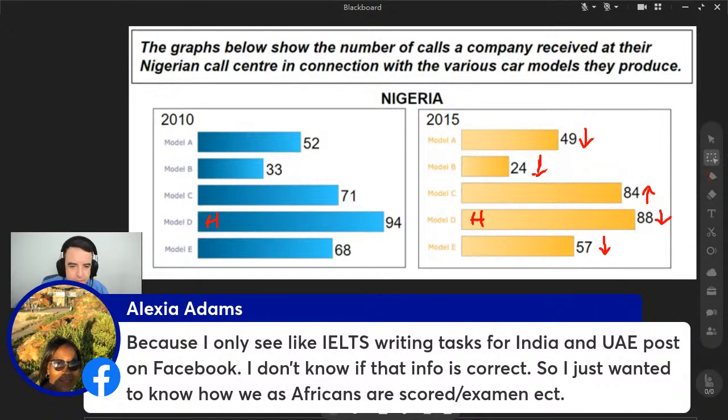Yeah, because I only see IELTS writing tasks for India and UAE post on Facebook. I don't know if the info is correct, so I just want to know how we as Africans are scored. You're scored in the exact same way.